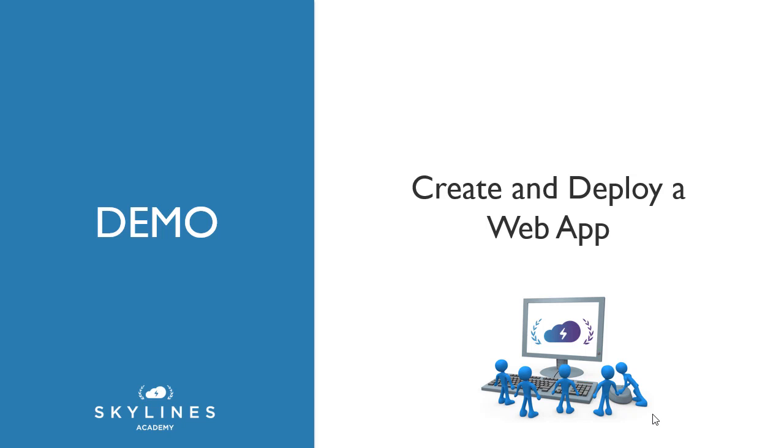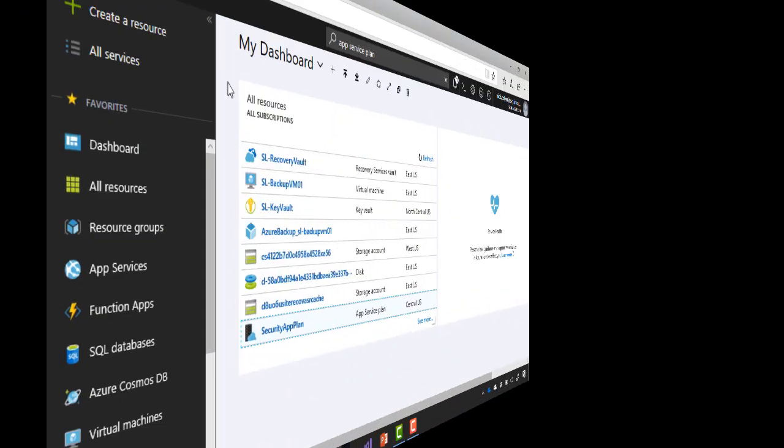In this demonstration, we're now going to look at creating and deploying our web apps to Azure. So we have our app service plan already created. Now we want to go ahead and deploy web applications into it. So let's start out first by deploying this from the portal.